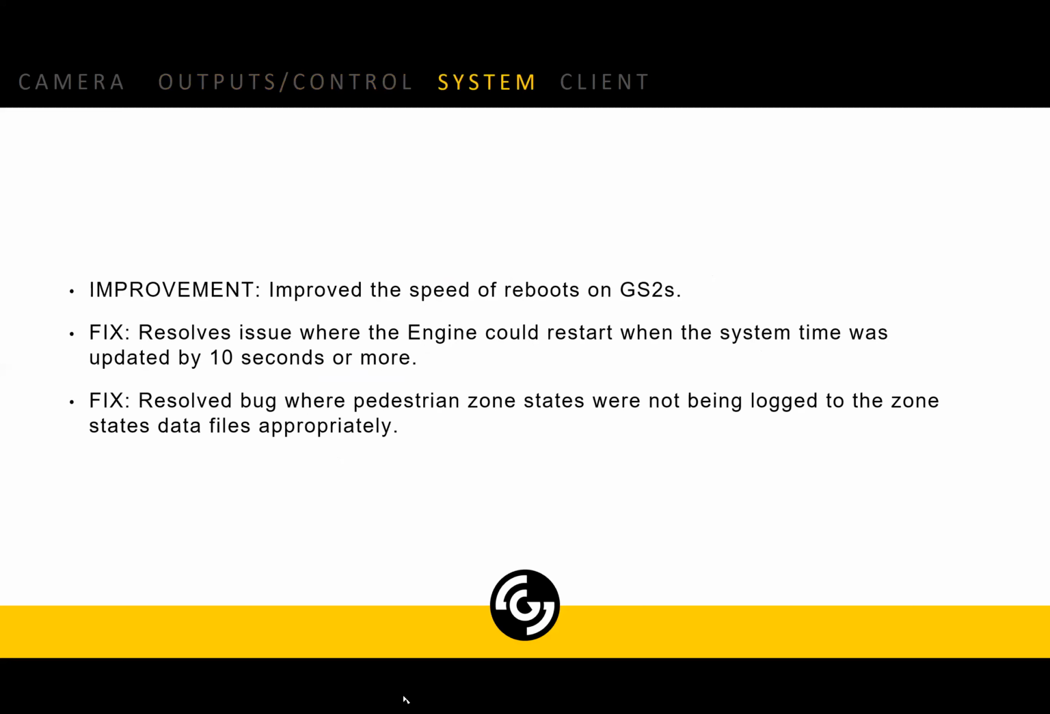So apart from that, we did a handful of other improvements just because we're always keeping up with these things. One of the improvements was to the speed of reboots. The process we were using before had a few delays in it that we weren't happy about, so we removed those delays. We were running into an issue with the engine where if the time changed, and if you have NTP set, it's probably changing on a regular basis, and it updated by 10 seconds or more, it would shut down the engine. We fixed that. That's not going to happen anymore. We also resolved a bug where pedestrian zone states weren't being logged to the zone state files appropriately. So if you're using those data files, the pedestrian zones are now being well represented in that.